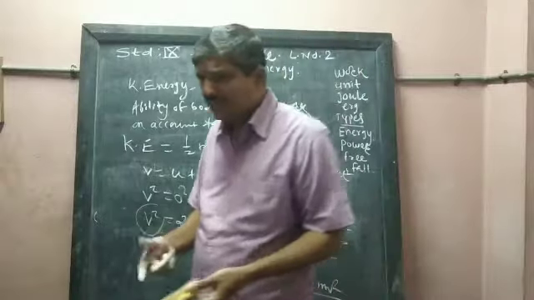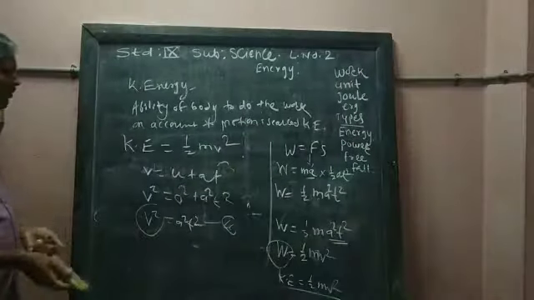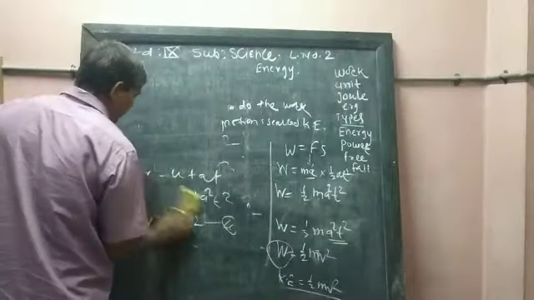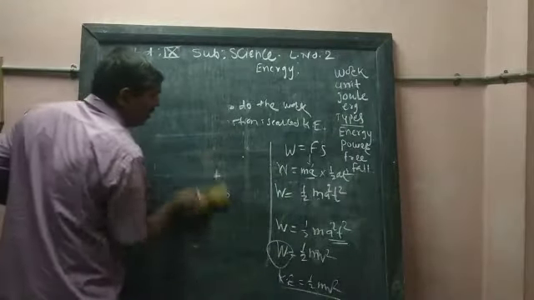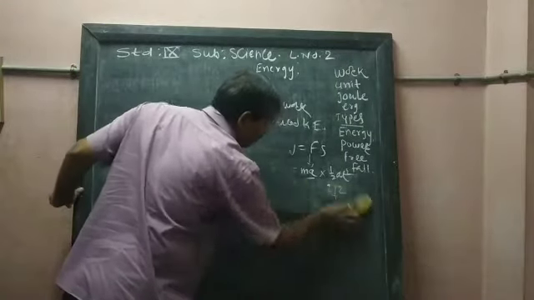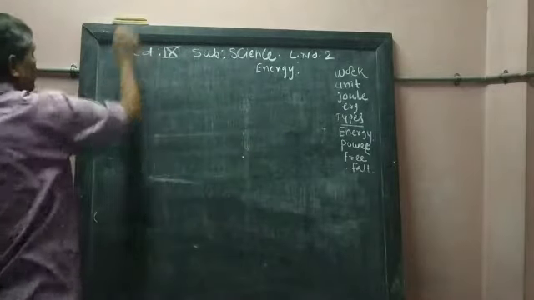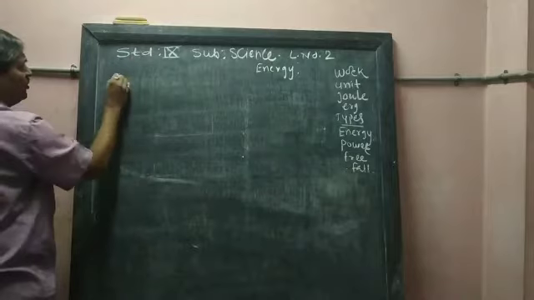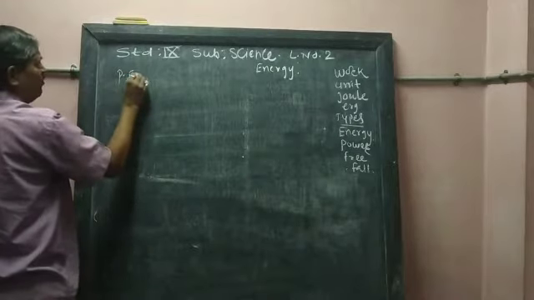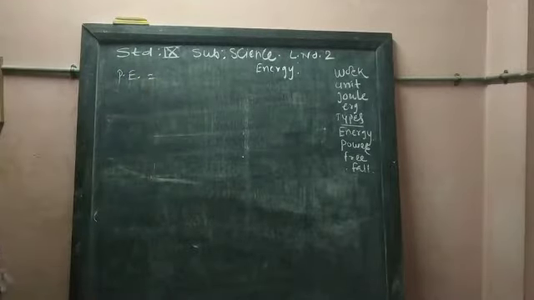Now there is a next energy which is given in your study in 9th standard, that is potential energy. We will see what is meant by potential energy. Okay, potential energy, its short form is PE.